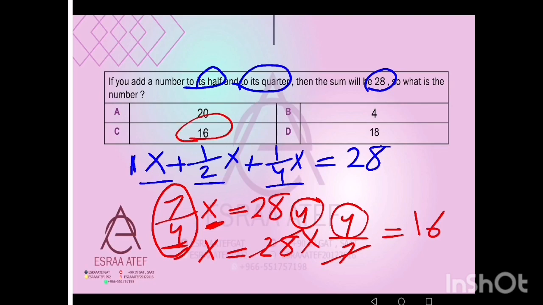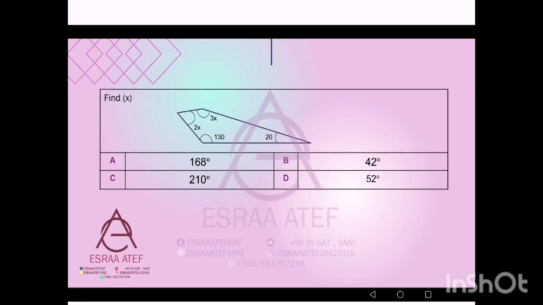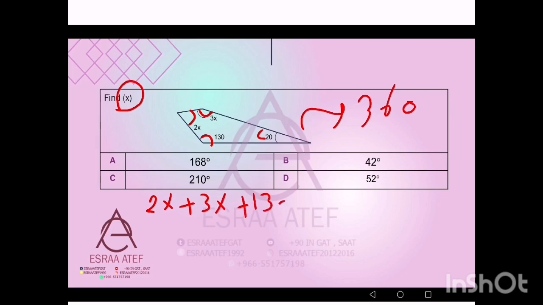Okay, next one here we have geometry. We have this angle is 20, 130, and here 2x and here 3x, and he wants you to get x. This shape has 4 angles, which means that the sum of the angles is 360. So 2x plus 3x plus 130 plus 20, all of them equals 360.